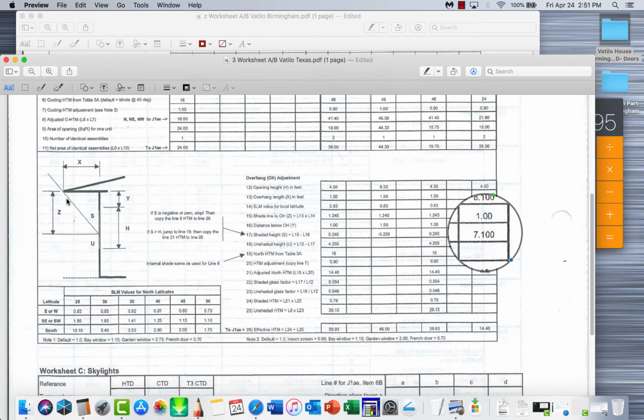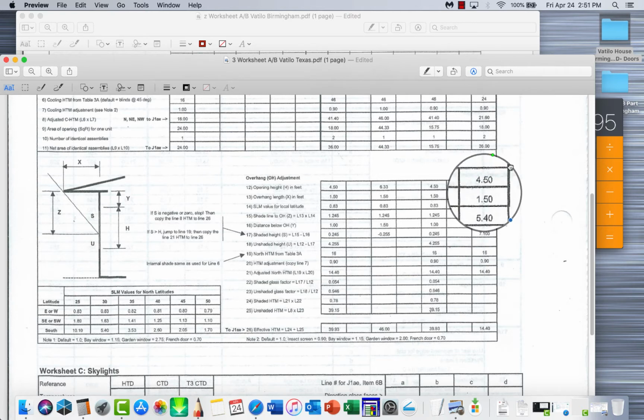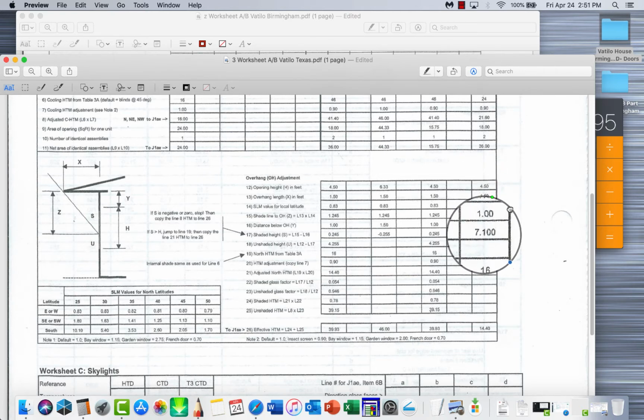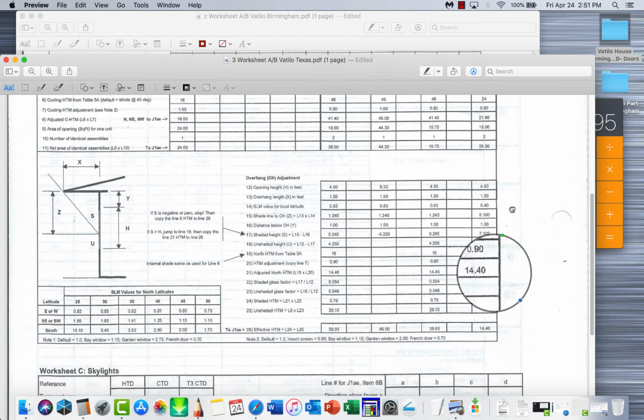So in other words, if the shade height's totally overdoing it compared to the original height, just think of it like this: if the shade is going 7 foot down this way and the window's only 4 foot right here, it's completely shaded. So you're going to do another little small calculation and then you end up with that.